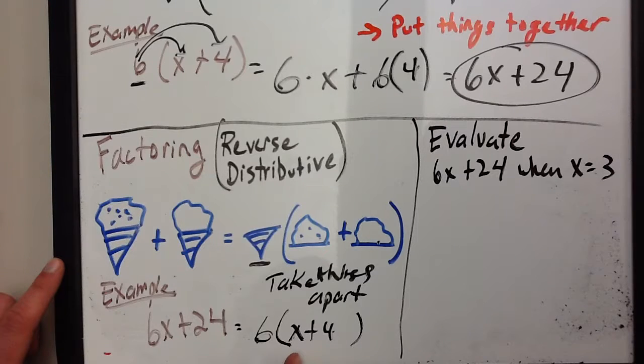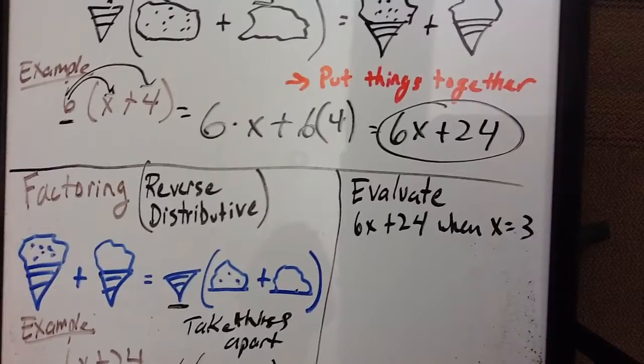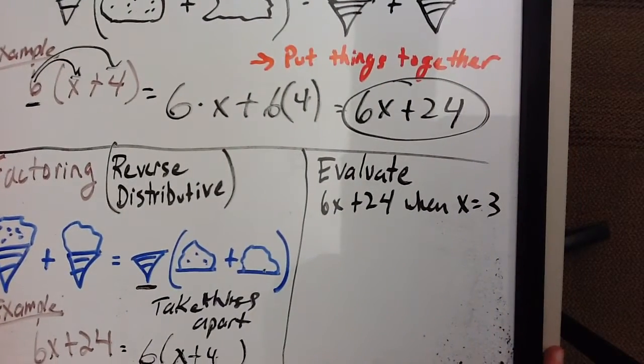So this is my factored expression. This is what I began with, and this is what I end up with. I pulled that 6 out, and what I'm left with is x plus 4. Okay, so we talked about like terms. We talked about distributive property and factoring. Finally, we'll talk about evaluating an expression.